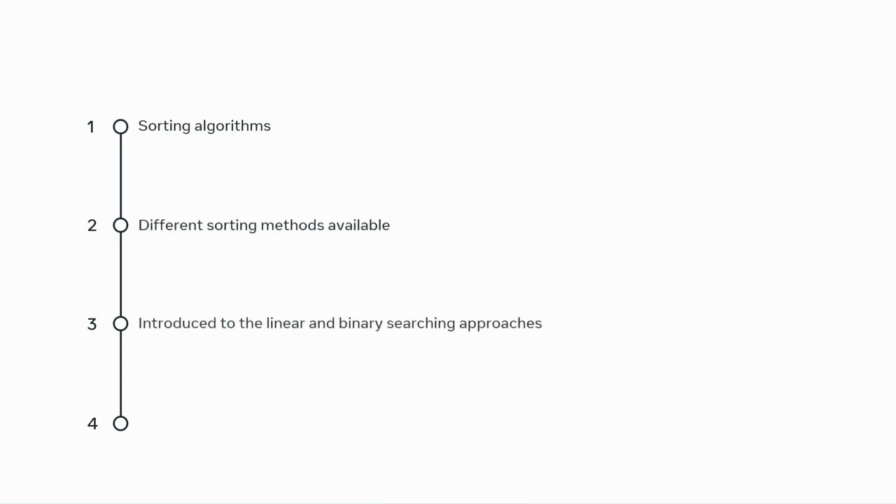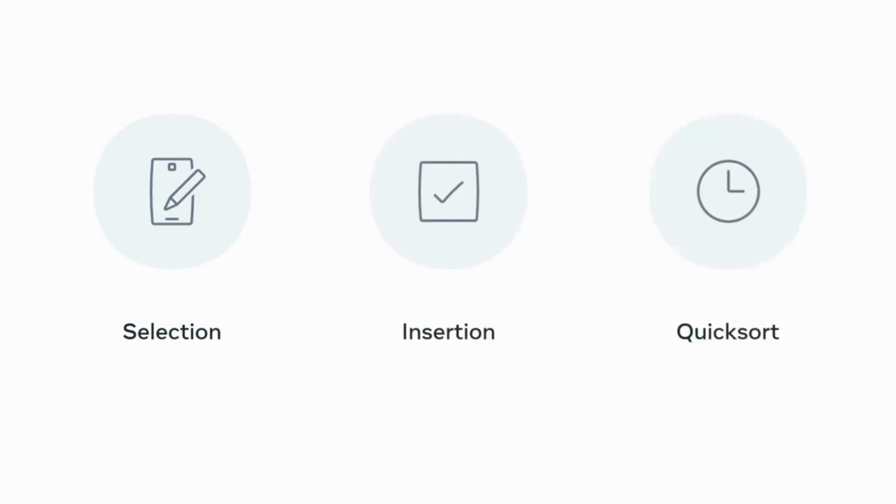You'll be introduced to some of the various approaches to searching, such as linear and binary. You'll also discover the steps involved in implementing both of these approaches and explore the advantages they offer. You'll also learn about the steps required for implementing selection, insertion, and quicksort, and discover the strengths and weaknesses of each sorting approach.